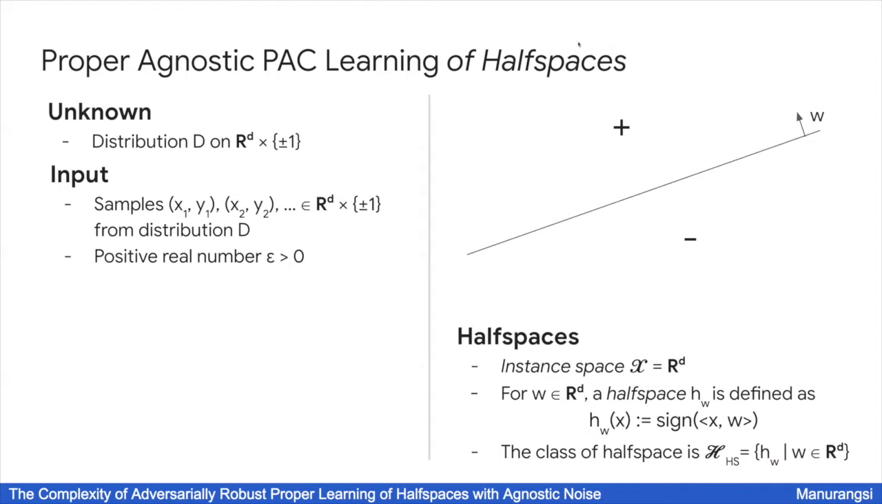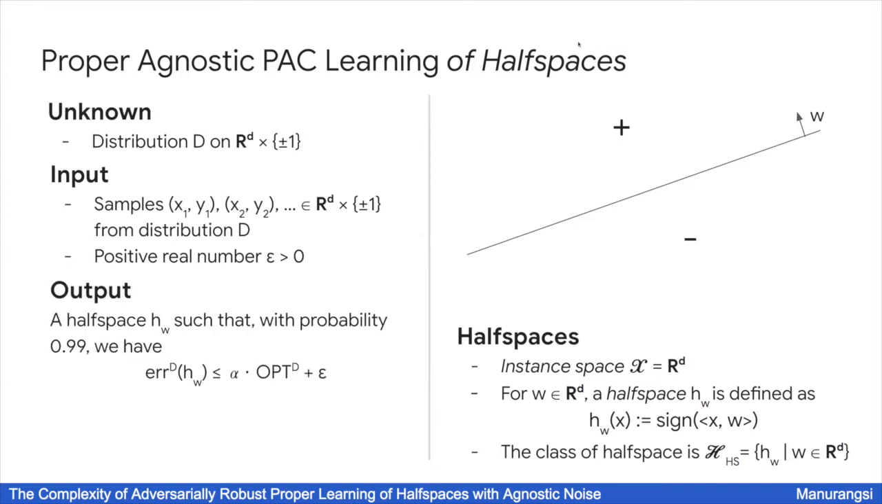Okay, so our problem can now be stated as follows. We have a distribution over R to the d times plus or minus 1. We are given a bunch of samples drawn independently from this distribution and a positive real number epsilon. And we want to output a half space such that the classification error of this half space is no more than epsilon plus alpha times the optimum.